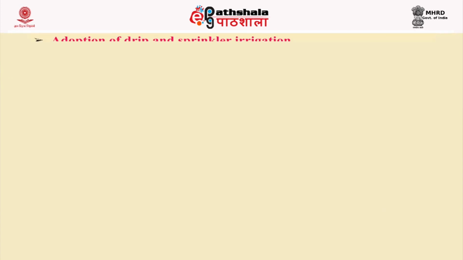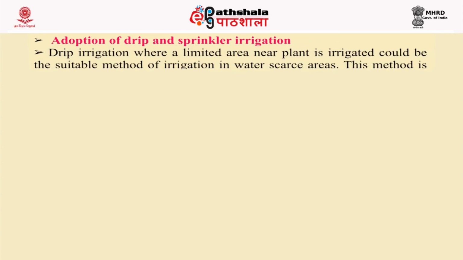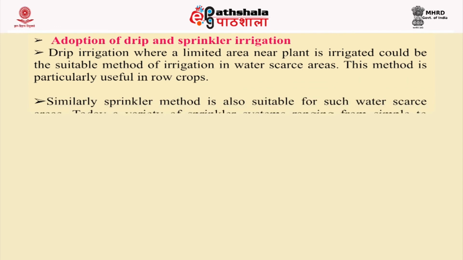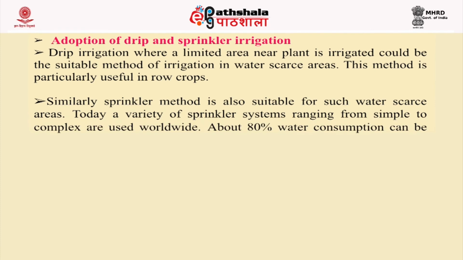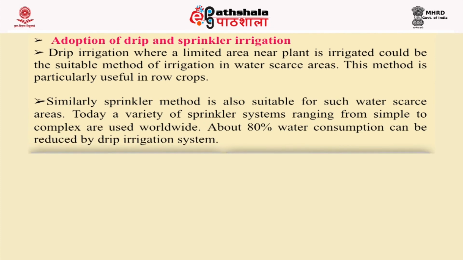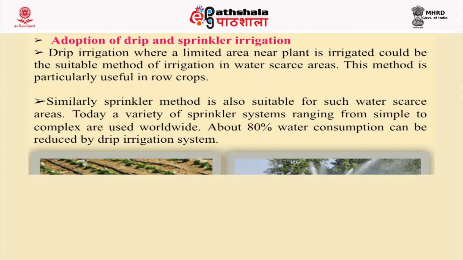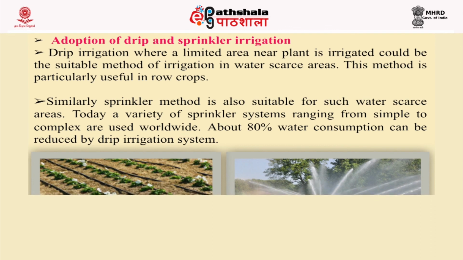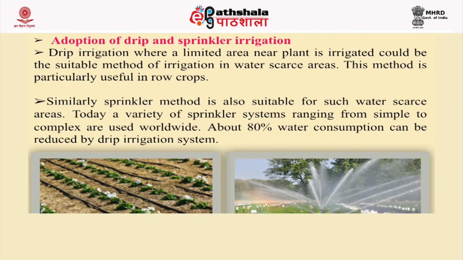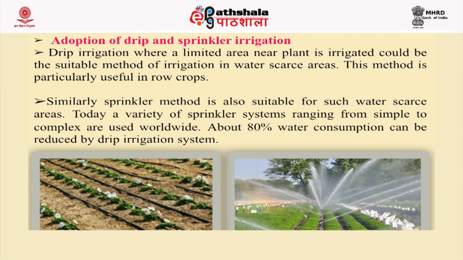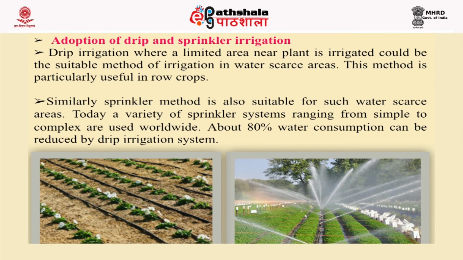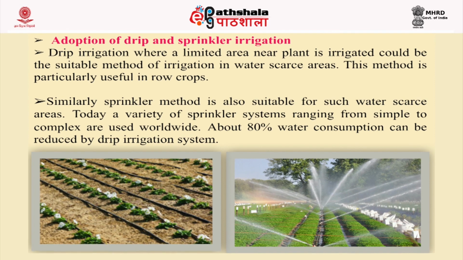Another option is adoption of drip and sprinkler irrigation systems. Drip irrigation, where a limited area near the plant is irrigated, would be the suitable method for irrigation in water scarce areas. This method is particularly useful in row crops. Similarly, the sprinkler system is also suitable for such water scarce areas. Today, a variety of sprinkler systems, ranging from simple to complex, are used worldwide. About 80% of water consumption can be reduced by drip irrigation systems. These two figures are showing drip as well as sprinkler irrigation systems.